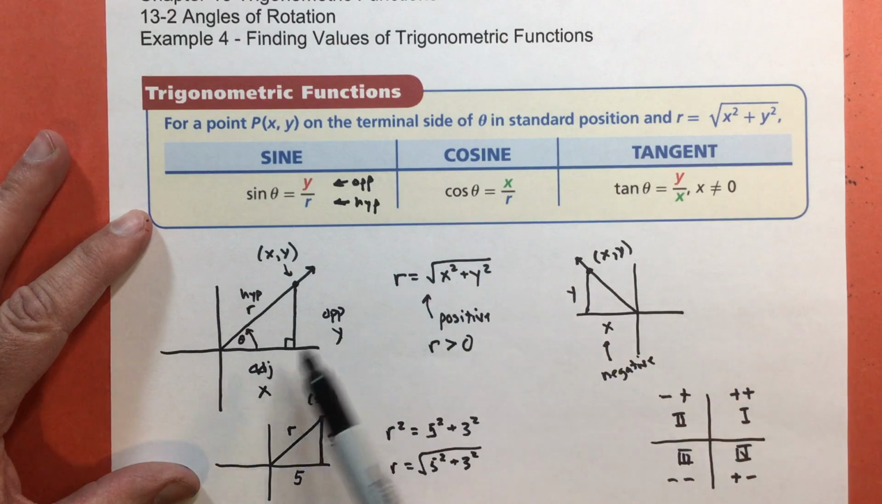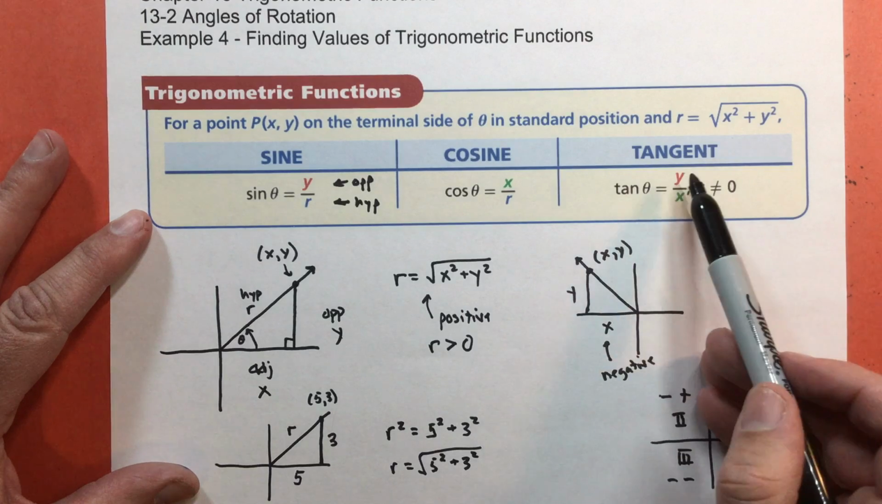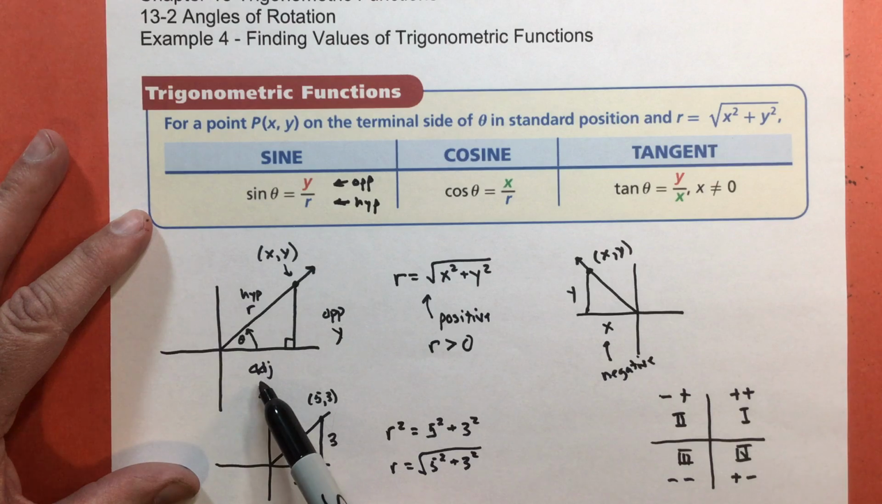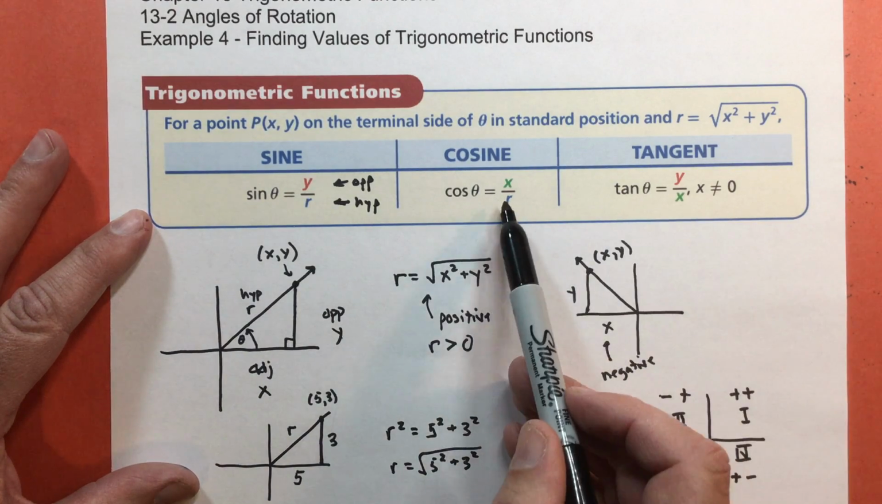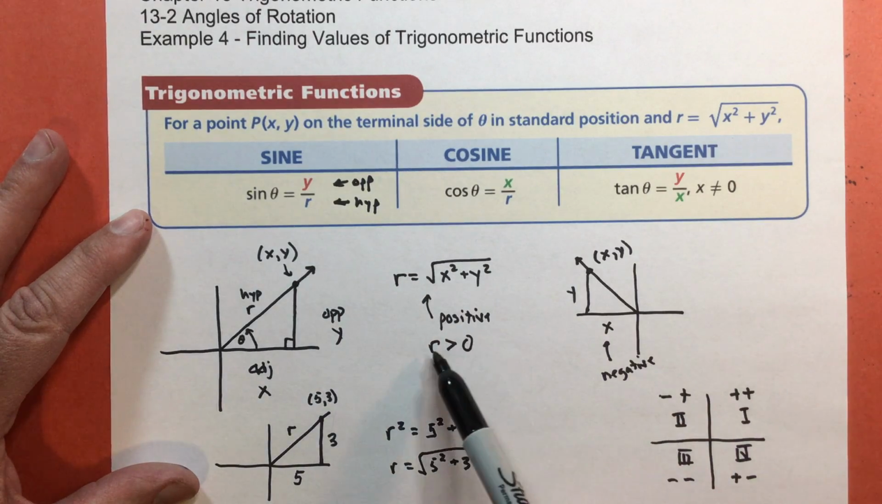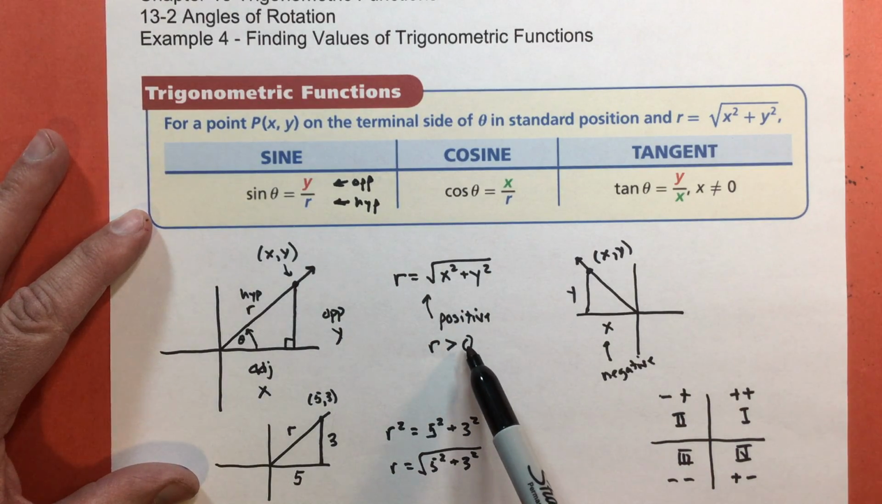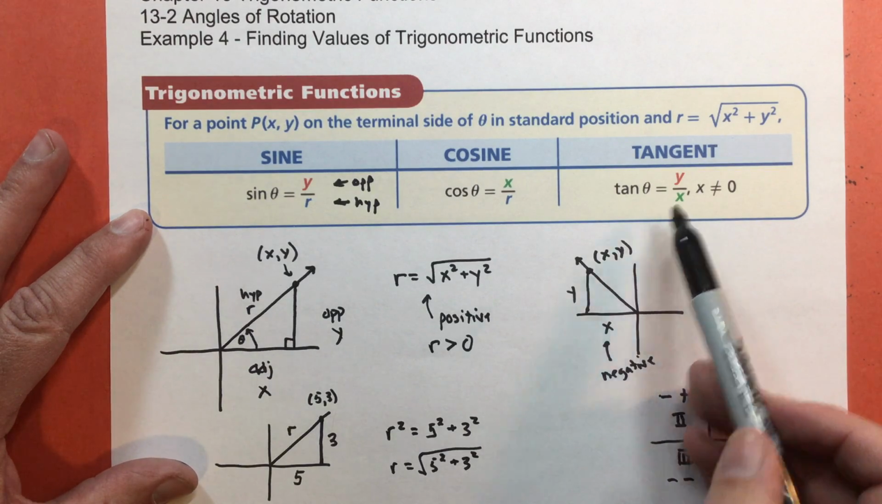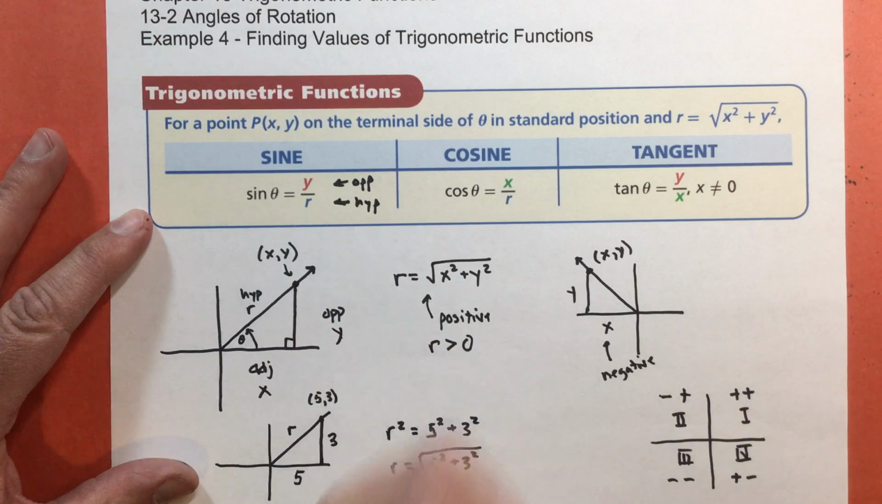Cosine is x over r, which is adjacent over hypotenuse. And tangent is y over x, which is the opposite side over the adjacent side. And I need to add this one little caveat. Remember we said r is always going to be positive, well, greater than 0, so it can't be equal to 0. But here, x could equal 0. If x equals 0, that means you've got a point somewhere on the y-axis. And if that's the case, tangent is undefined. We can't divide by 0.